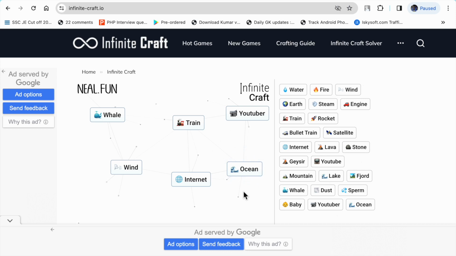Now lake plus lake. This makes ocean. Now fire plus wind. This makes smoke. Now smoke plus smoke. This makes cloud. Now cloud plus fire. This makes lightning.